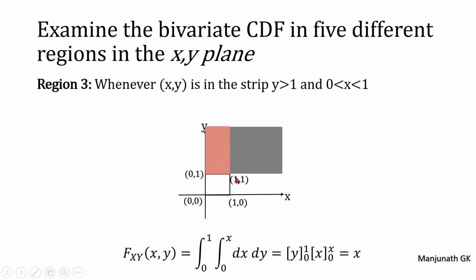In region number 3, the bivariate CDF for a given bivariate PDF is what? X.